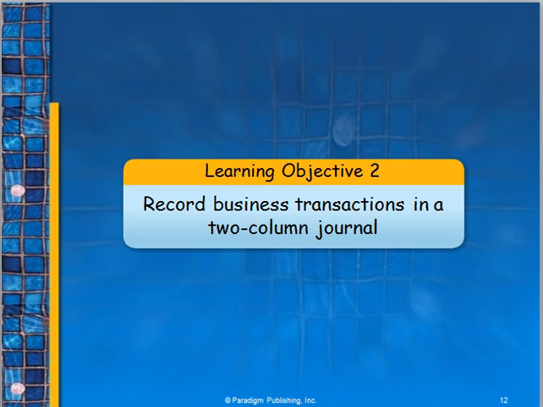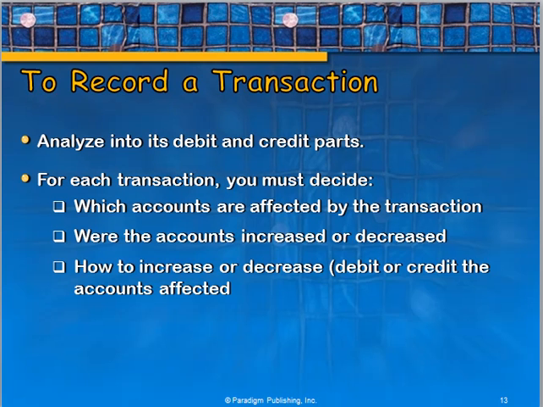Recording business transactions in a 2-column journal. When we record transactions in a journal, that process is called journalizing. And we've been learning in Chapters 1 and 2 that to record a transaction, we analyze the transaction into the debit and credit parts. So that means for every transaction, we've got to decide which accounts are affected by the transaction, such as cash, accounts payable, equipment, supplies, whatever.